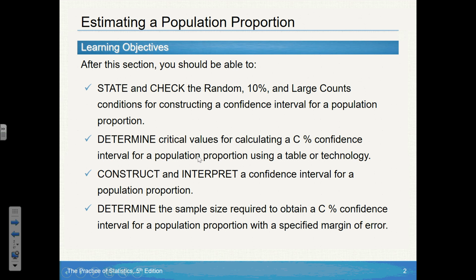Quite a few objectives here we have. We're going to talk about the conditions in order to perform these confidence intervals, or for most types of inference for that matter. We're going to talk about how to find the critical value, the z star, for these confidence intervals. We're going to construct and interpret the confidence interval. And then finally, we're going to spend some time talking about sample size required to keep a margin of error within a certain range.